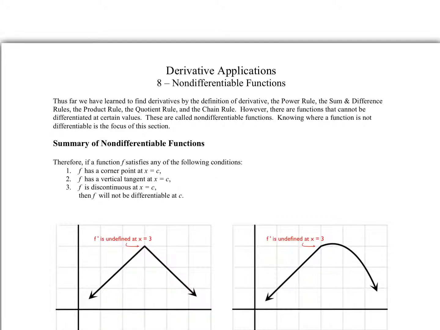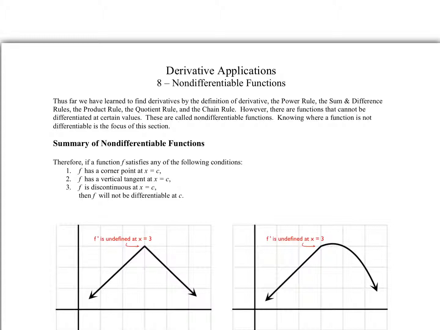Alright, we're at the end of this long chapter, and when we get to the end, you like to think about the beginning. At the beginning, we found the derivative by the definition, it was long and tedious. Then we learned the power rule, sum and difference rules, the product rule, the quotient rule, and then finally the chain rule. In addition to all those things, we found derivatives of trig functions.